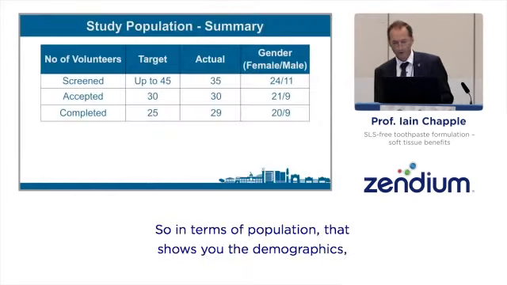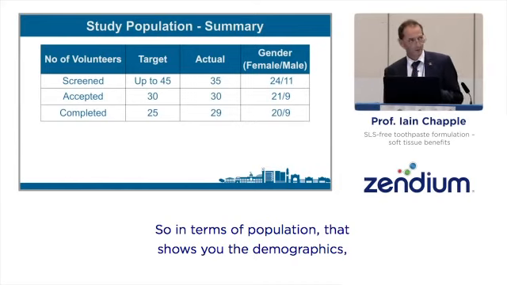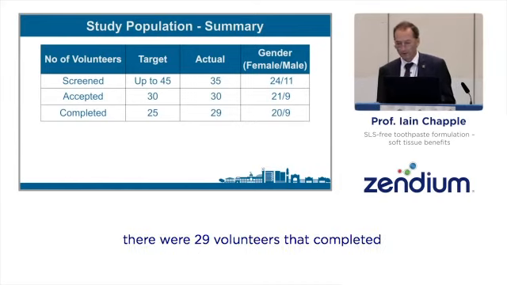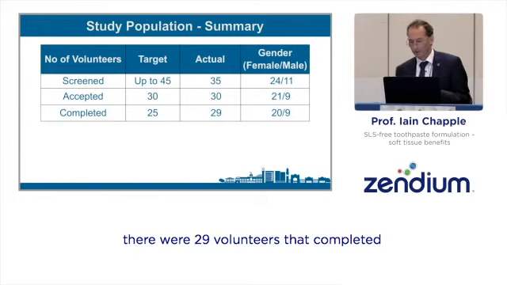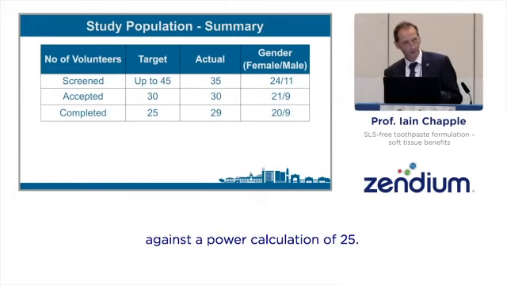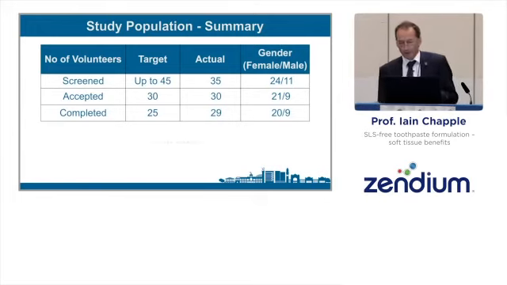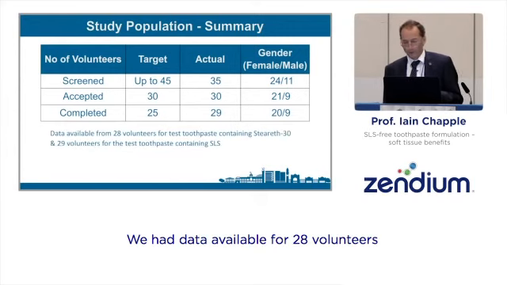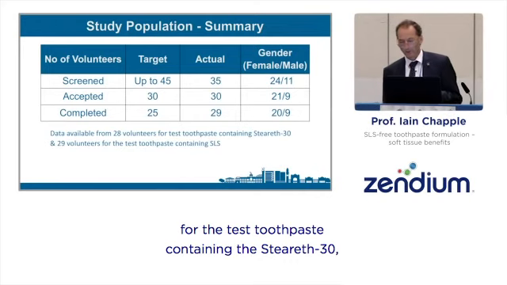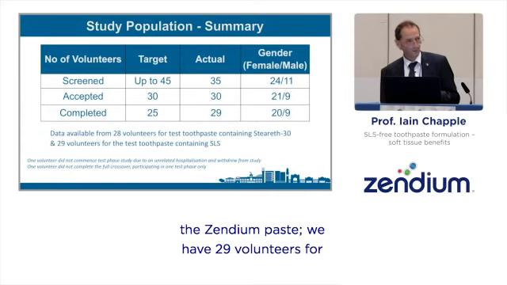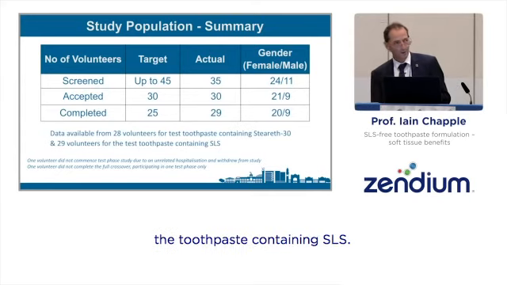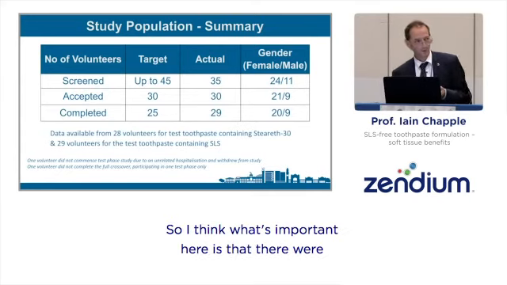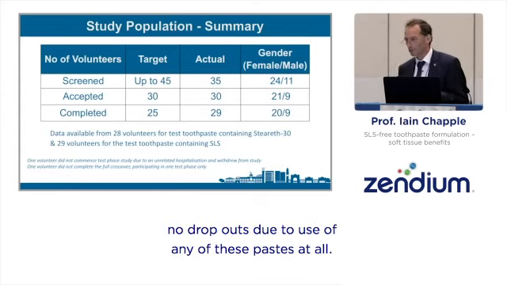So in terms of population, that shows you the demographics. There were 29 volunteers that completed against a power calculation of 25. We had data available for 28 volunteers for the test toothpaste containing the Stereo 30, the Zendium paste, and we had 29 volunteers for the toothpaste containing SLS. I think what's important here is there were no dropouts due to use of any of these pastes at all.